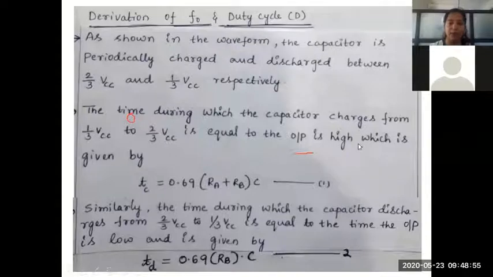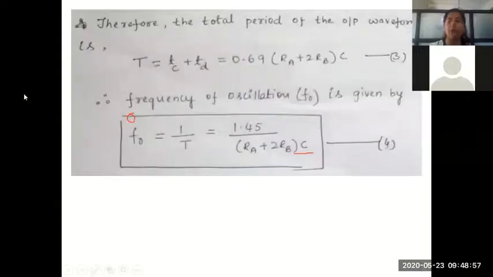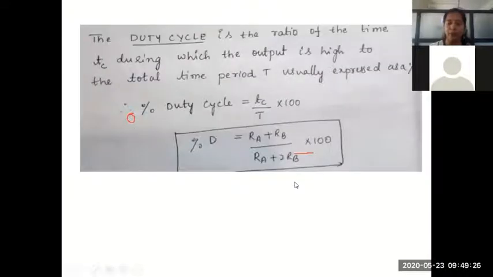So the same derivation is shown here. In the end, after finding total time T, here instead of R1, R2, we have considered RA, RB. Either way, it's one and the same. So when I divide 1 by 0.69 or 0.7, I'll get, so 1 by 0.7 is 1.4. So F0 turns out to be 1.4 divided by R1 plus 2R2 into C, or RA plus 2RB into C. This is the expression for frequency.